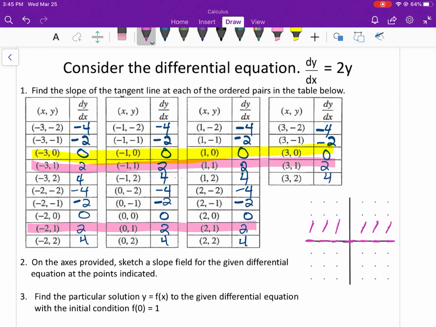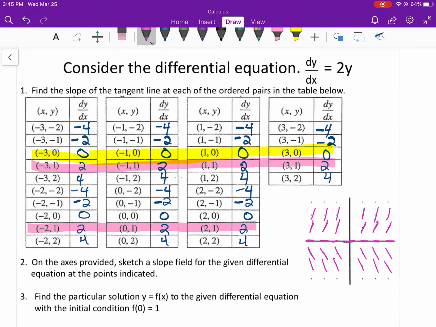All right. When my y is -1, my slope is -2. Okay. When my y is 2, my slope is 4. So a little bit steeper. But when my y is -2, it's -4. And then you could do the 3's as well.